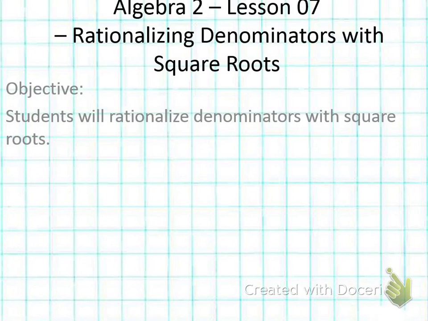This is lesson 7, rationalizing denominators with square roots. So, in math, we have fractions all the time. Any number that is rational means that it could be written as a fraction. So when we say rationalize something, we're saying guarantee that it's a fraction.